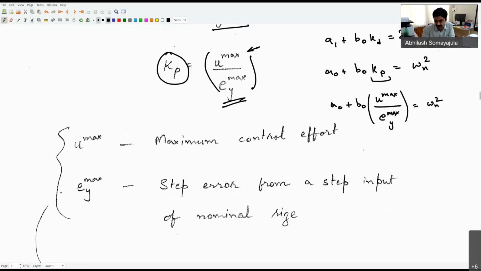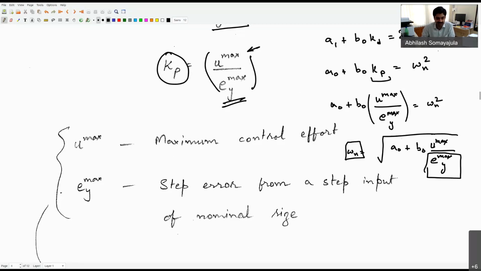Or in other words, I can find my omega n, which corresponds to this, by this equation. Notice here that by changing this tunable parameter E max, I am essentially affecting a change in omega n, or I am basically affecting a change in how fast the system responds. Okay, the higher the value of omega n, the faster it will respond. The lower the value of omega n, that much slower the system will respond.